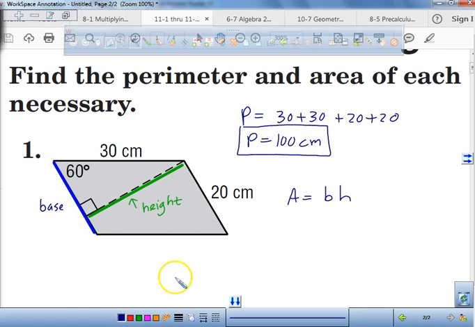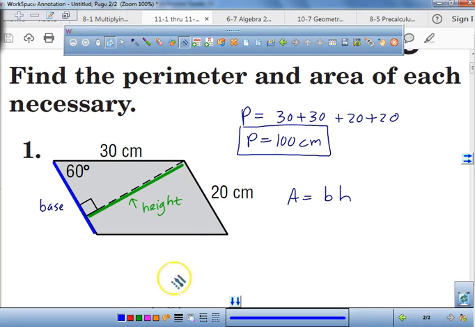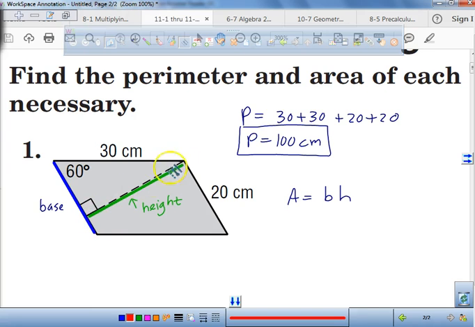Don't always be so confined to this being the base. Don't confine your brain to that being the base. If I call this the base, then what am I going to have to do? I'm going to have to draw in another height, right? Well, if they already give that to me, then we can figure it out.